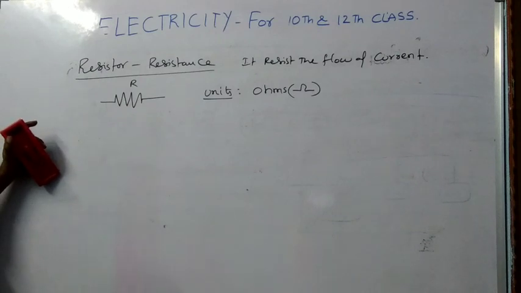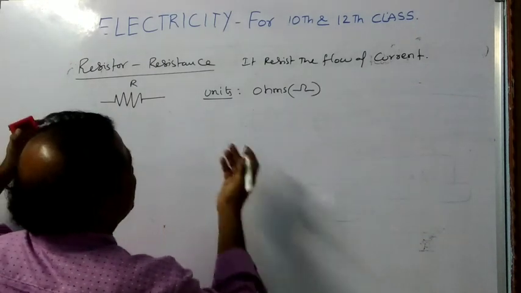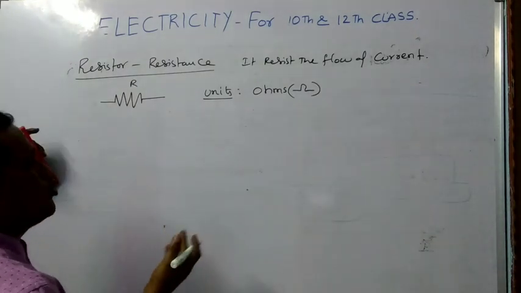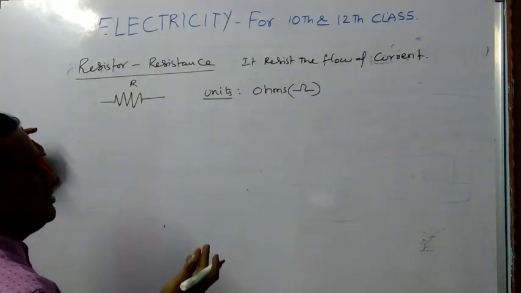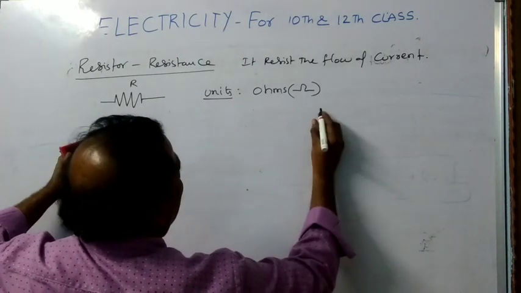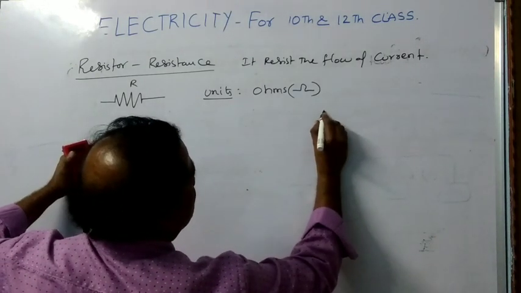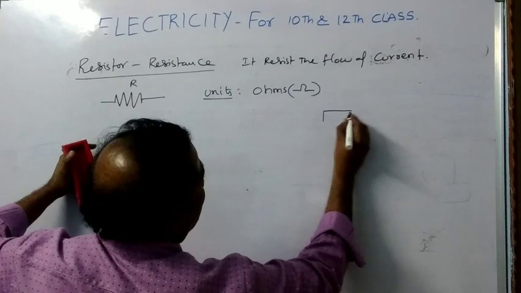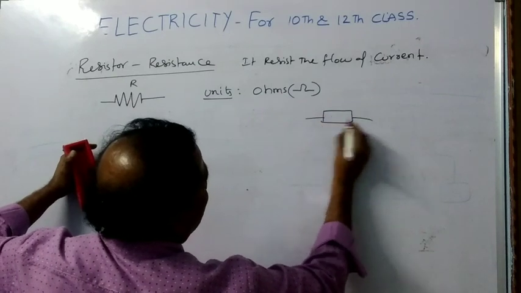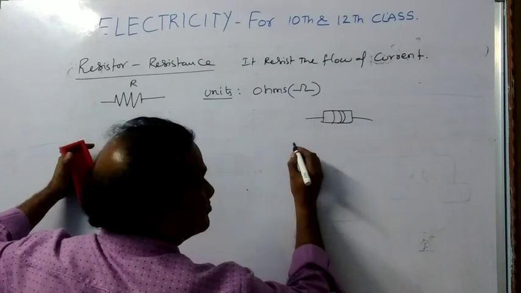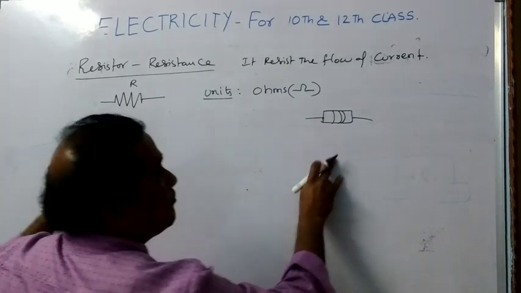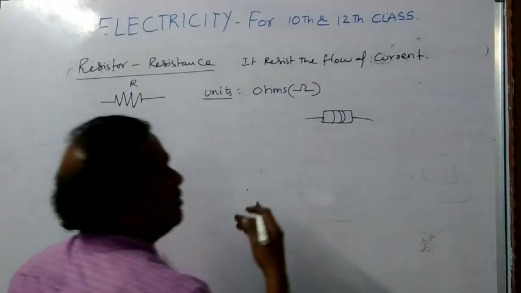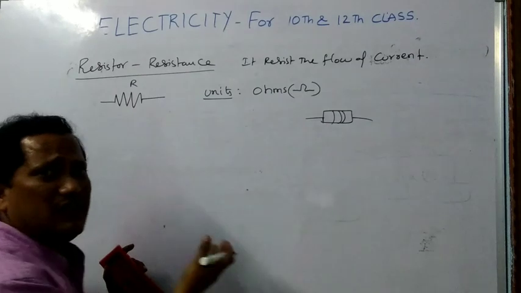Now in general the resistors will be of so many different types. For example, in general, we can use the resistors, the symbol looking like this. Resistor will be looking like this. It will have some colors. So by knowing the formula of color code, we can determine the resistance of the given resistor.